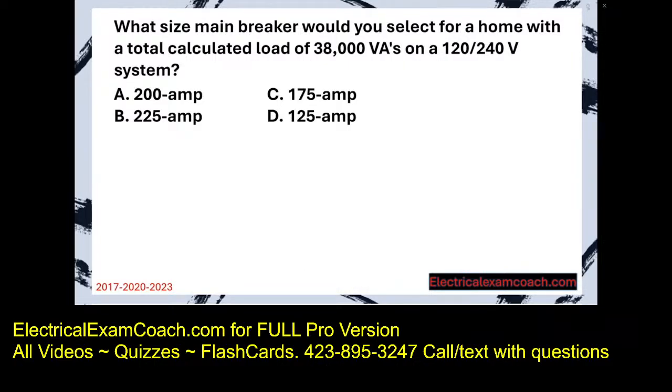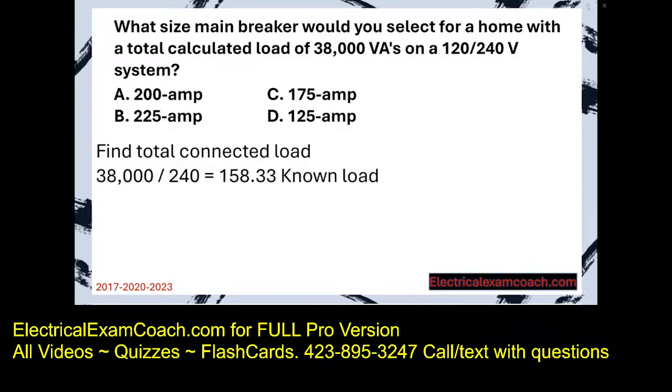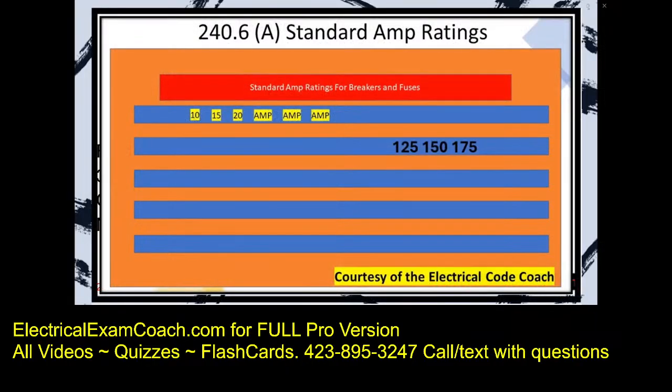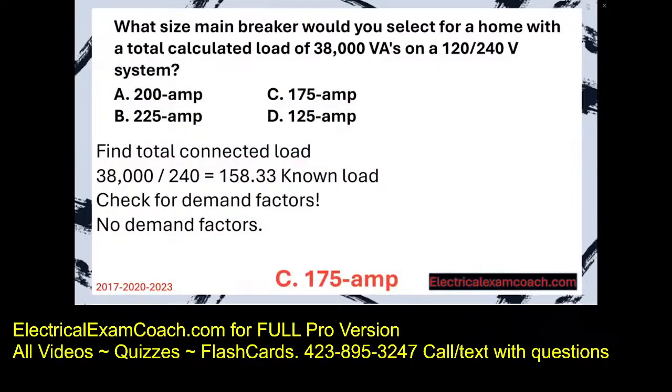What size main breaker would you select for a home with a total calculated load of 38,000 VAs on a 120/240 volt system? Step 1, find our total connected load. They've already done the math for us, so all we have to do is divide by the system voltage. And in this case, it equals 158. Now we check for demand factors. And like we said before, there are no more demand factors on this calculation. We head over to table 240.6a, and we choose the next standard size breaker. And in this case, it's 175 amps.